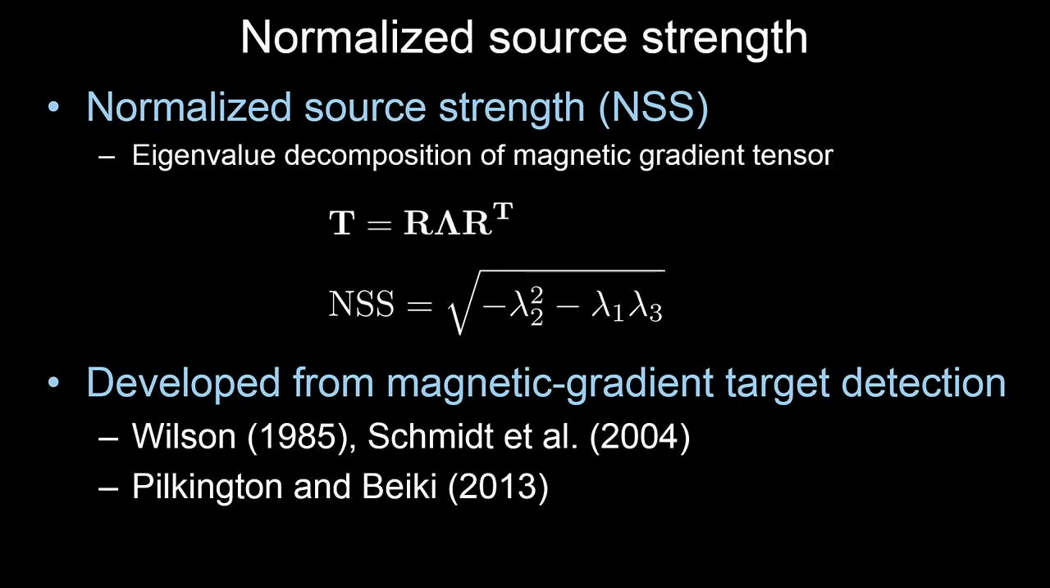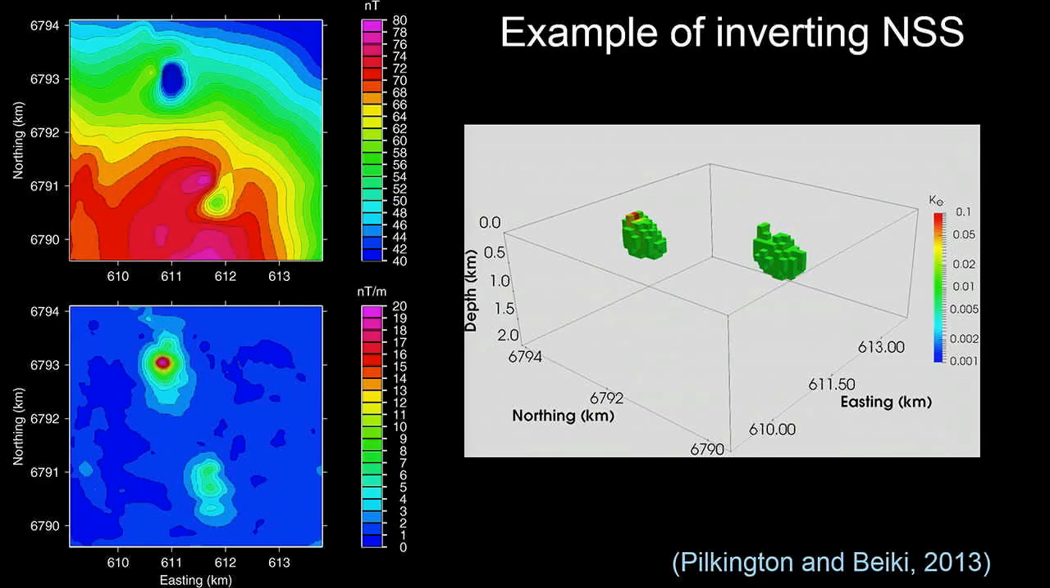Then we move on to the normalized source strength. This is really neat. Earlier work on this was done in Canada, for target detection using magnetic gradiometry. Basically you take the magnetic gradient tensor and do eigenvalue decomposition. You can define the invariant quantity, shown as NSS, as the square root of the negative of the second eigenvalue squared minus the product of the first and third. Mark Pilkington and Majid Beiki developed the algorithm. The result is shown here.